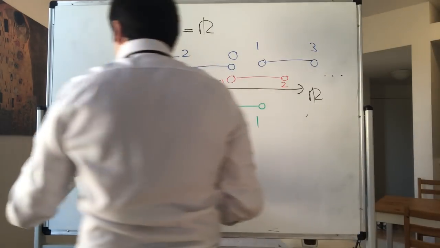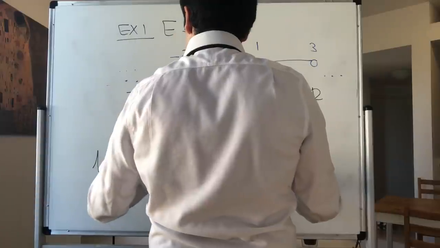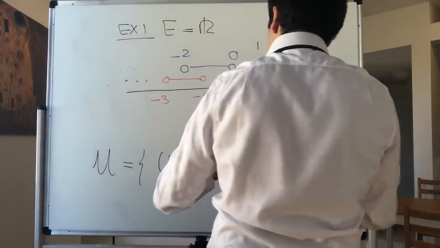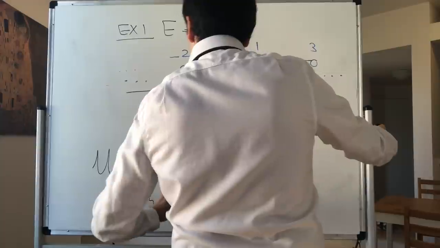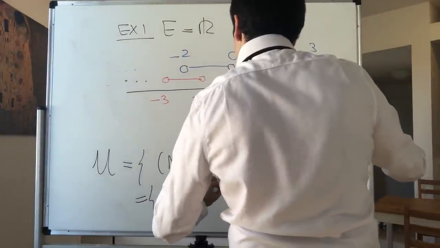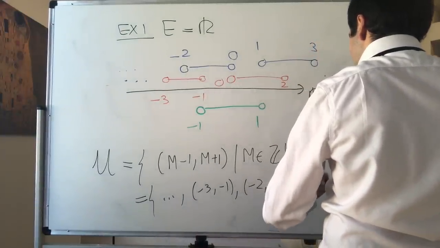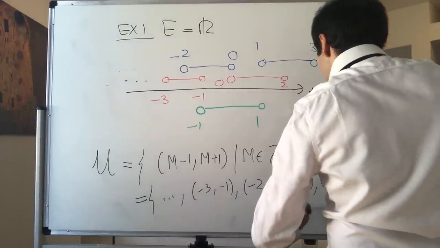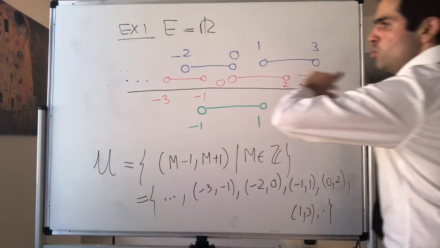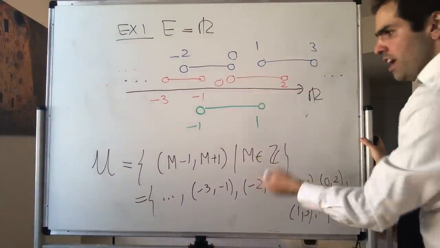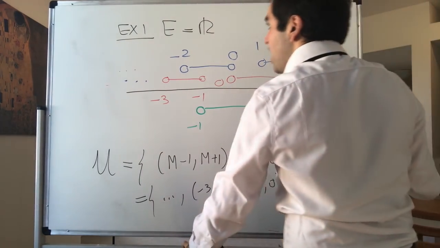And so in particular, if you consider script U to be the set of intervals of the form (m-1, m+1), where m is an integer. So in other words, the intervals, let's see, with m equal to -2, that gives you (-3, -1), and then (-2, 0), and then (-1, 1), and then (0, 2), (1, 3), dot, dot, dot. Then this is a collection of open subsets whose union includes E, therefore it is an open cover for E. So that's one example, but there are other examples as well.